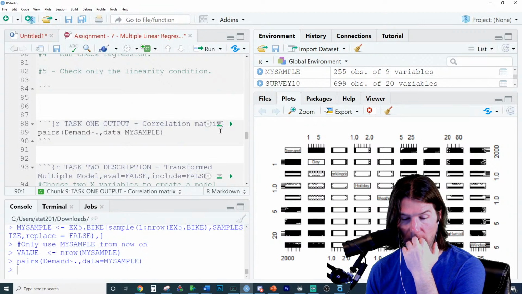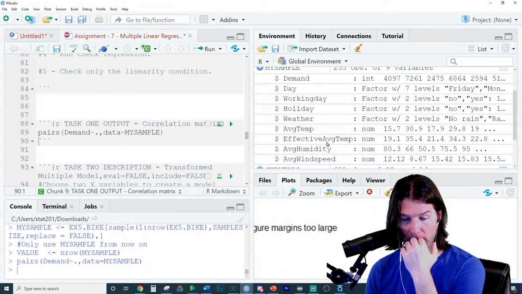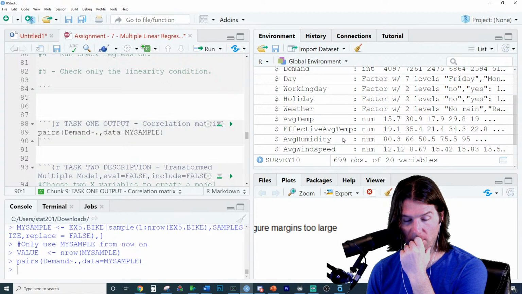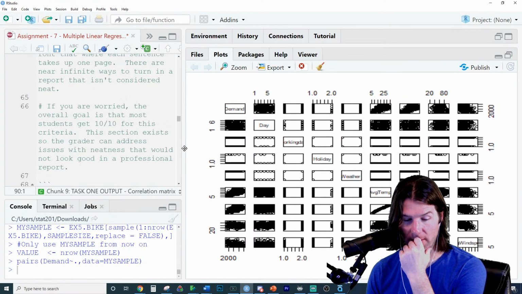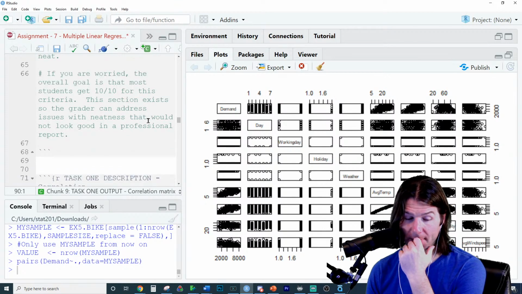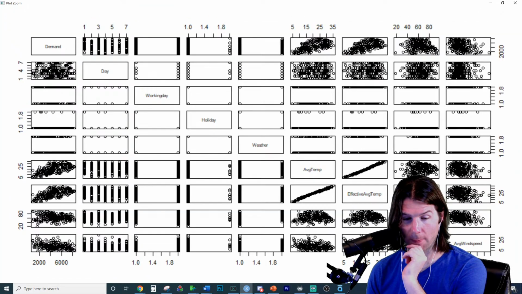Please tell me I didn't choose the wrong data set. Let me look at my sample. Oh, I need to put this to EX4 bike. Well, this could still be analyzed, right? Yeah, I'm fine with that. Sometimes we get a big analysis right here.